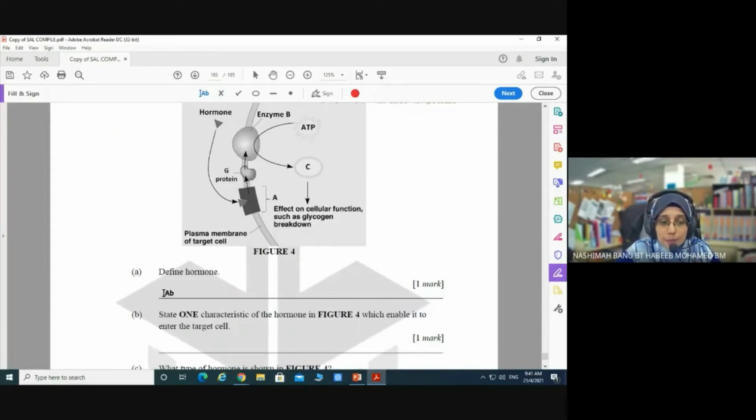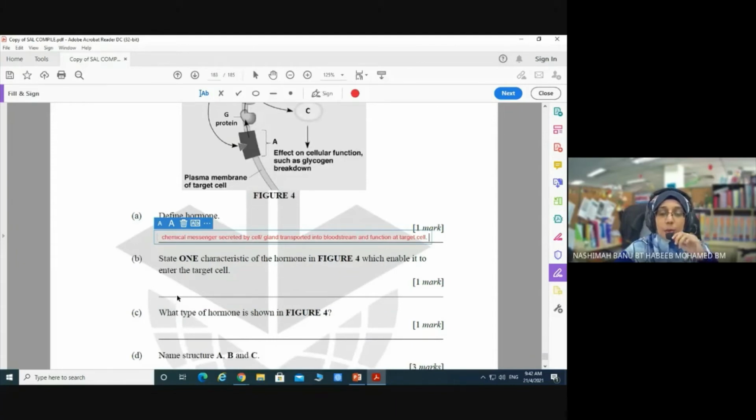Alright, then let's go to the question. What is meant by hormone? It is a chemical messenger which is secreted by a cell or gland, for example the pituitary gland, and transported into the bloodstream and functions at the target cell. So a chemical messenger is produced at a gland, enters the blood and functions in the target cell. Remember the flow like this, so it's easy to understand.